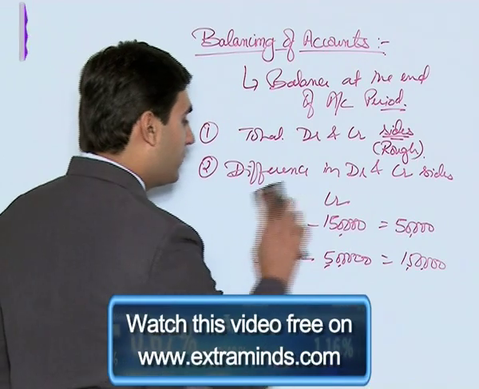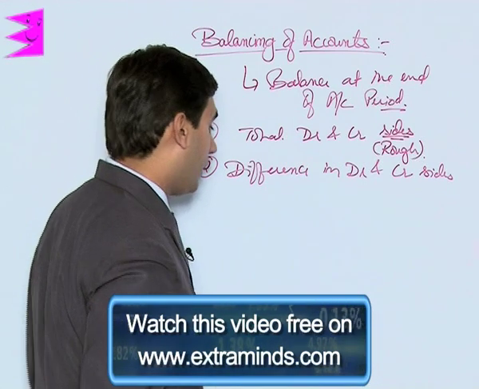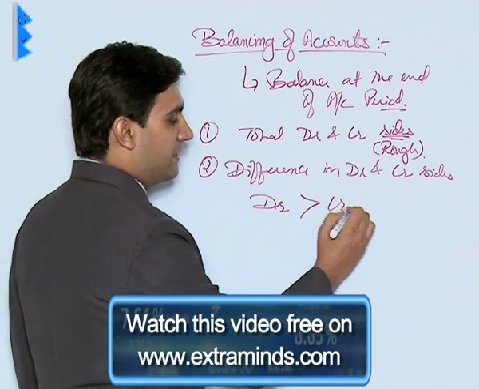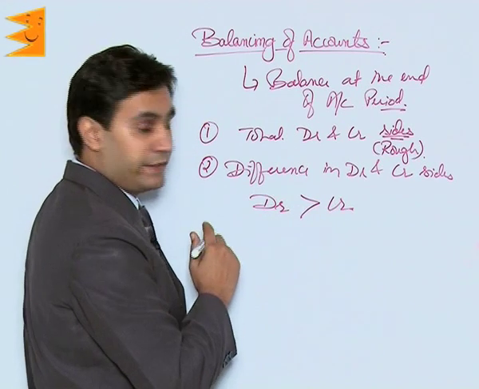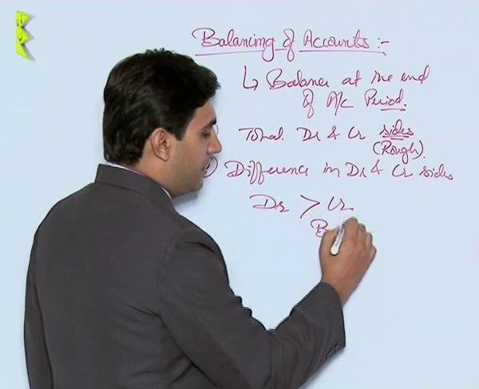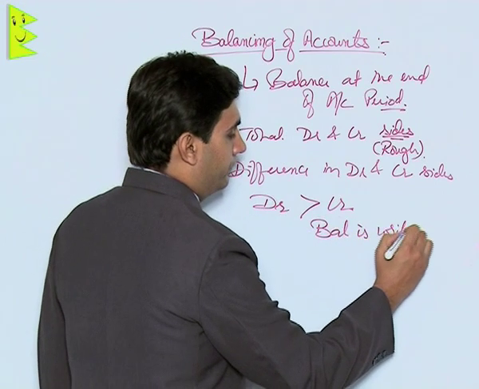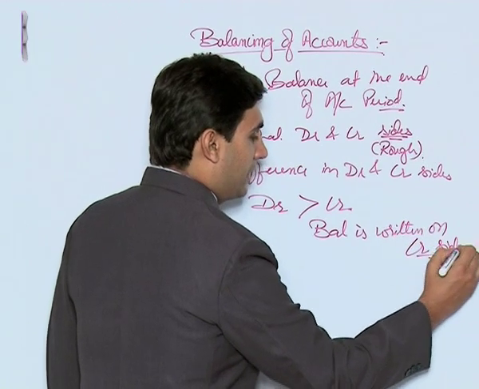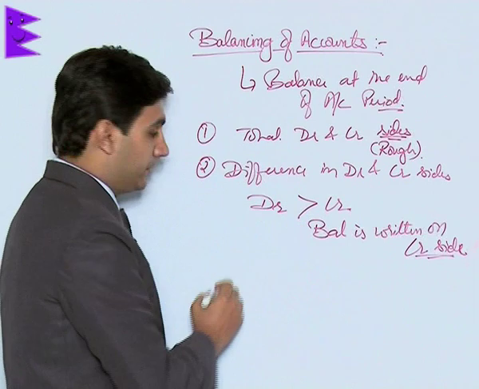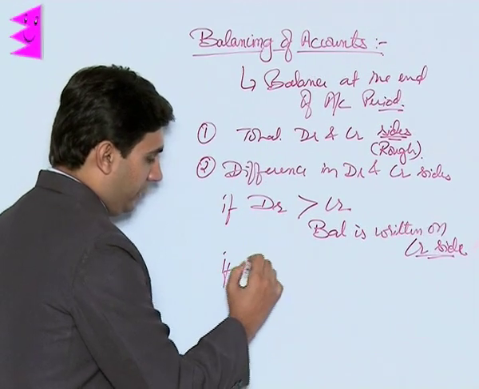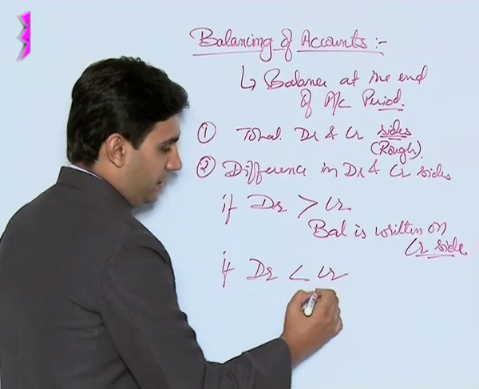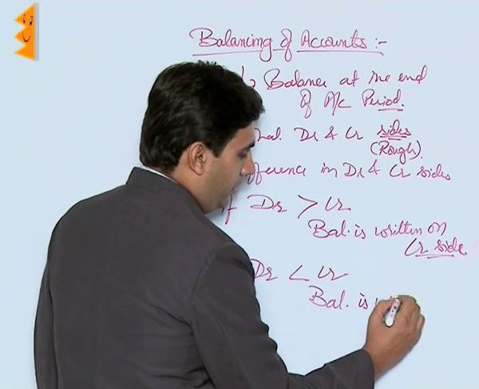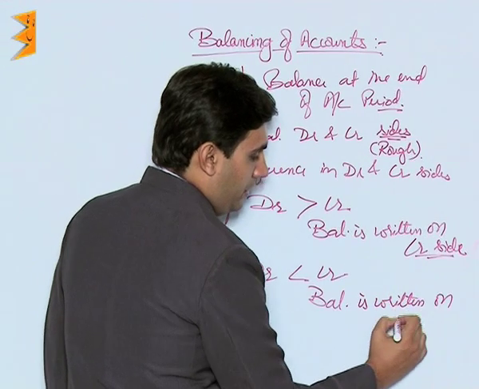Now students, once we have found out the difference, analyze whether the debit side is greater than the credit side. If the debit side is greater than the credit side, then the balance is written on the credit side. That is the smaller of the two sides. Then if the debit side is smaller than the credit side, the balance is written on the debit side.